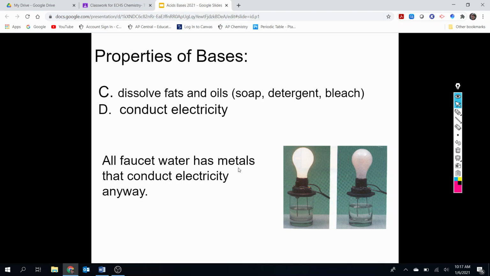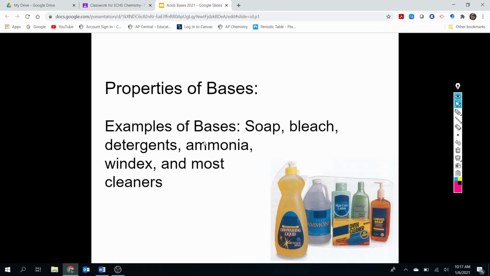Bases also conduct electricity, and they also dissolve fats and oils. That is what helps our soap and detergent to work so well and get dirt out of our clothes. Is the fact that it is nonpolar and also happens to be a base. So both of those things help. So, and it conducts electricity just like the acid does because it still has lots of ions. They are different ions, but it still has many ions, especially if it's a strong base. So some examples, again, soap, bleach, detergent, ammonia, Windex, and lots of our different cleaners.